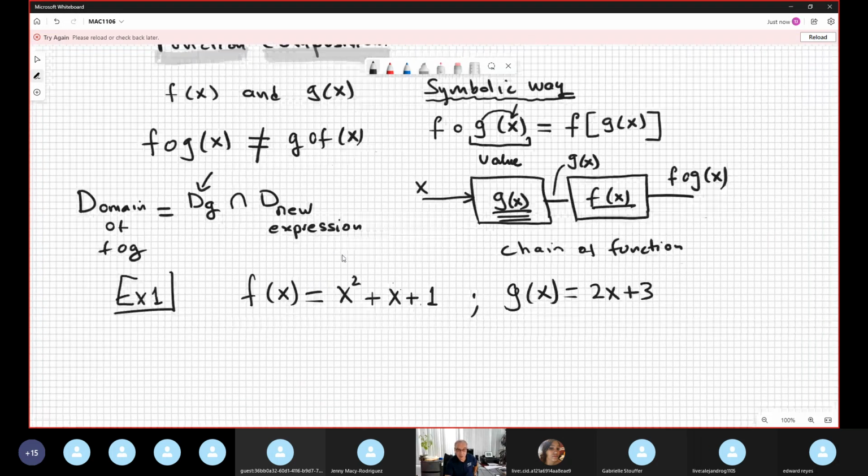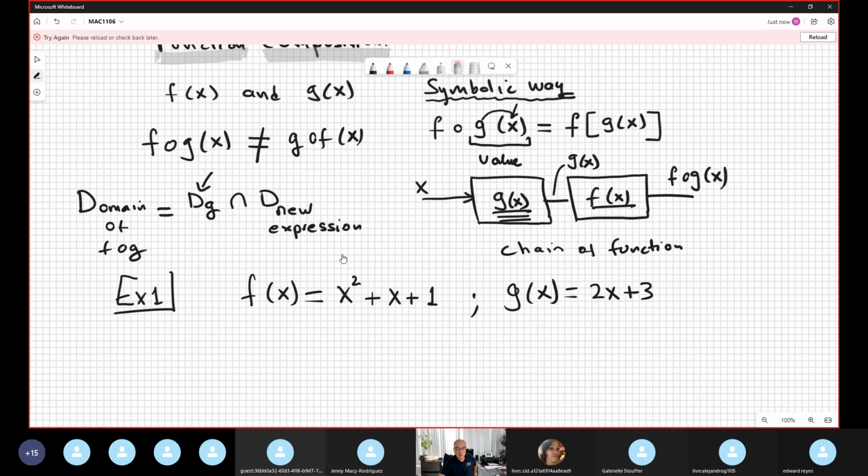Okay, no problem. I put an elementary example with no domain complication, because this is a polynomial function, and this is a linear function. Linear function is a polynomial of degree 1. So both functions are complete, no restriction, no division, no radical. The domain is all real numbers. I suppose that the domain of the composition is all real numbers again. It's a nice function, no restrictions.